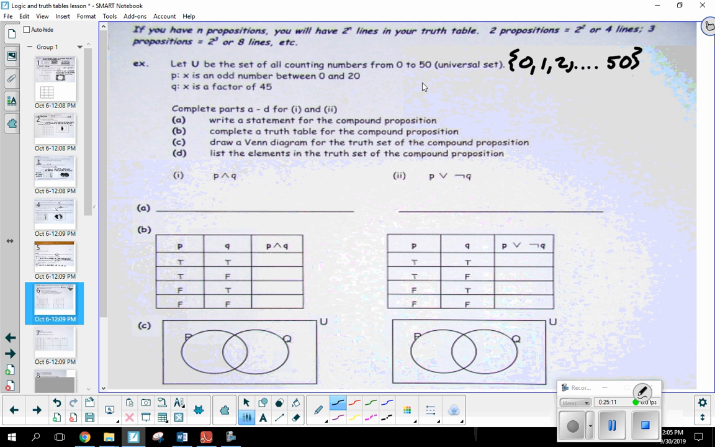X is an odd number between 0 and 20. So what would be the first value? An odd number between 0 and 20. Well, 17 is one, but what's the first number? There we go. I like people just saying random numbers. 17. Okay, that's true. Well, let's go 1, 3, 5, 7, 9. Then we have 15, 17, 19, and we can't go any further.